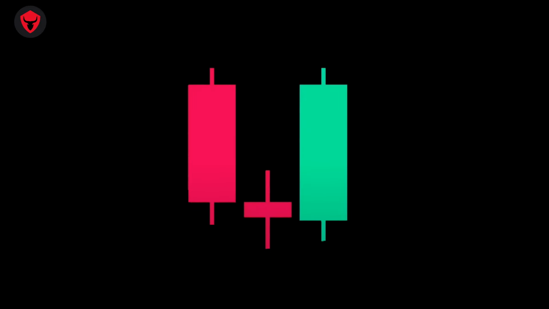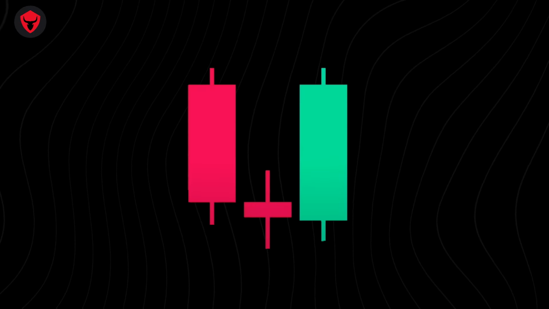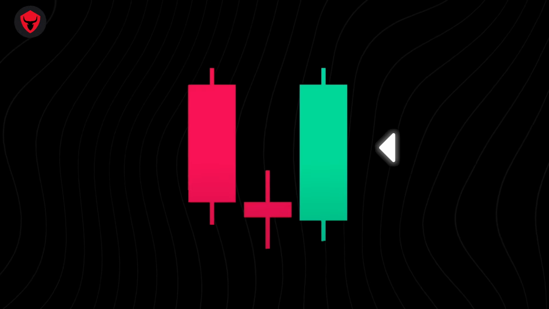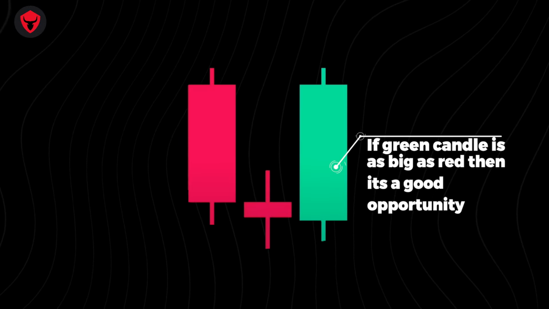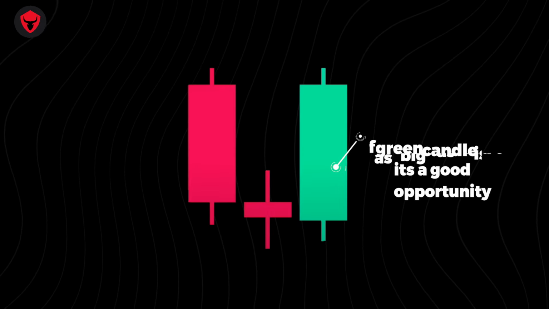or green. Finally, the pattern is completed with a huge green candle that rises over the height of the doji or pin bar candle. The size of the last green candle is critical to judging the pattern's power. If the green candle is as large as the red candle, this indicates a good trade opportunity.